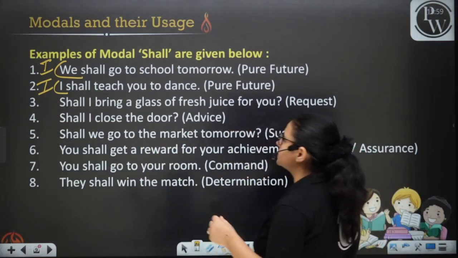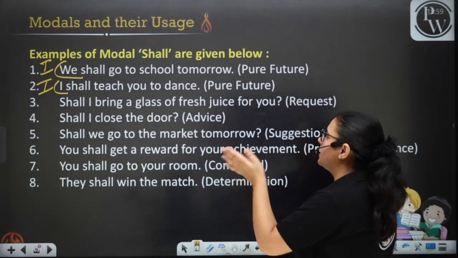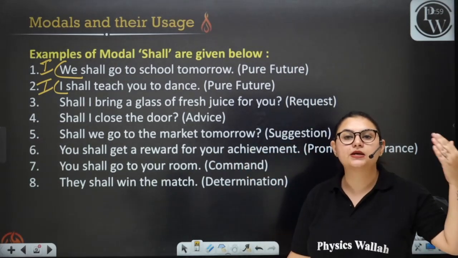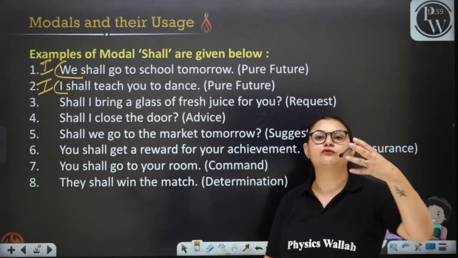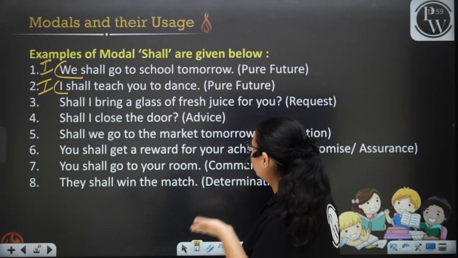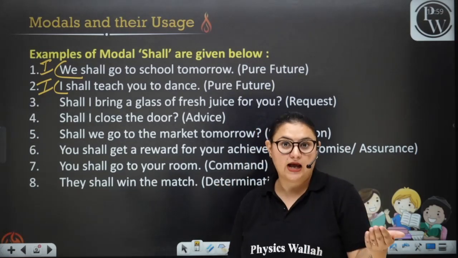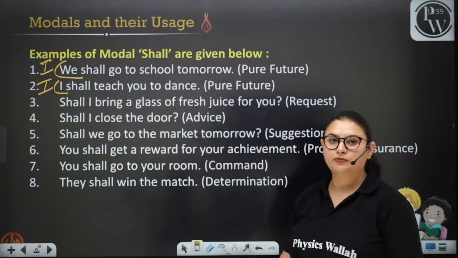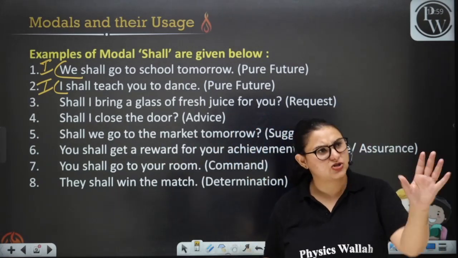Now in the third sentence we can see, shall I bring a glass of fresh juice for you? This is a request placed by the first person. The first person is I. This is a request. Shall I close the door? He is advising, shall I close the door?